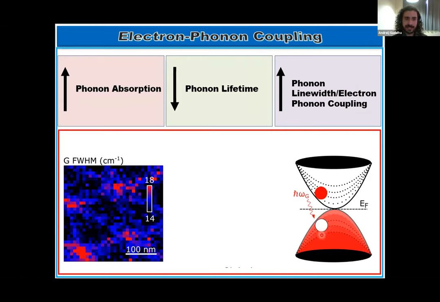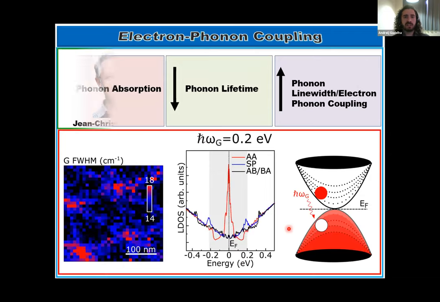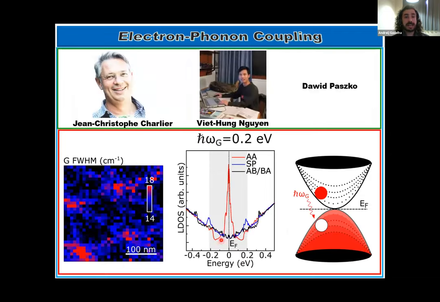And to have a better understanding of this problem, we asked our collaborators to plot the local electronic density of states as a function of the energy for the three regions. And look that close to the G phonon energy, we have a very high peak at the AA zone and a smaller peak at the SP, while no peak at the AB triangles. This theory tells us that we expect to observe a very strong G phonon absorption at the AA and SP sites, which broadens the G peak accordingly, just like the experiments that we observe.